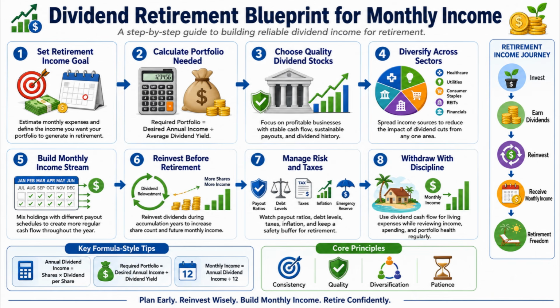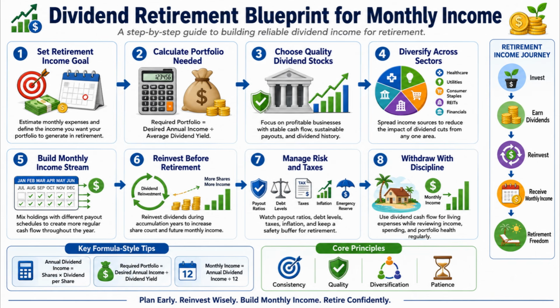Furthermore, diversify the portfolio across different sectors. Dividend income can come from healthcare companies, utilities, consumer staples, real estate investment trusts, financial institutions, industrial businesses, and other areas of the economy. Diversification helps reduce the impact of a dividend cut from one company or one sector. When one part of the market faces pressure, income from other industries may help support the overall portfolio.